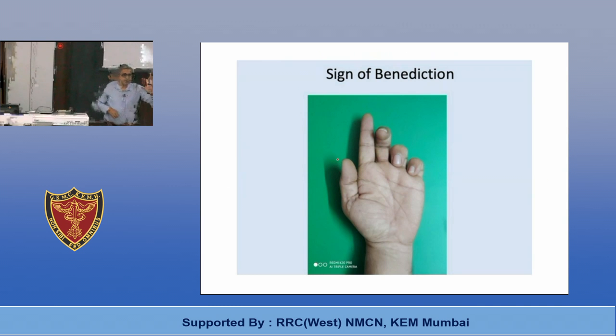The middle finger got flexed, but the index finger remains straight. This is known as Benedict sign. The middle half of the flexor digitorum profundus is paralyzed. So the question is why this happens.